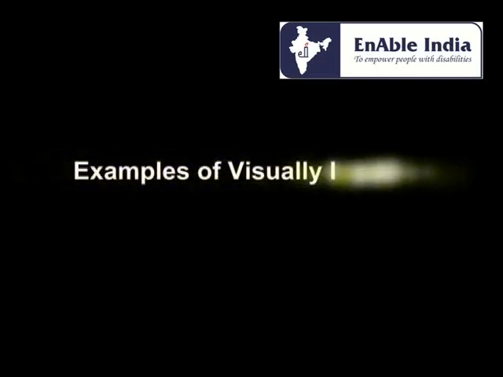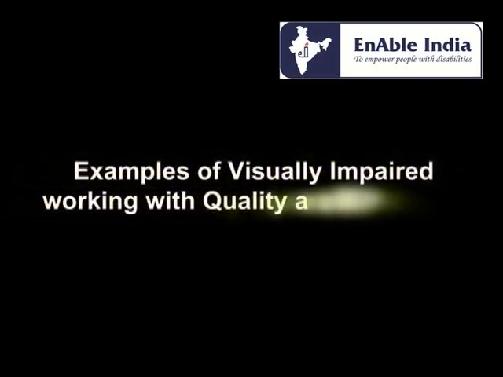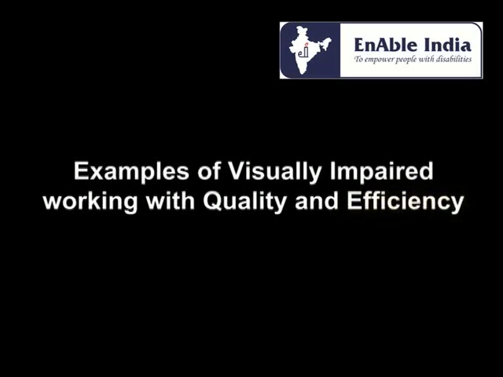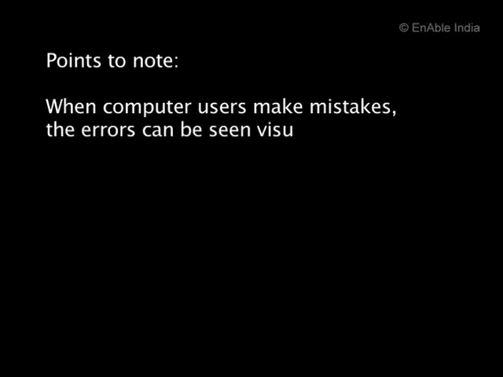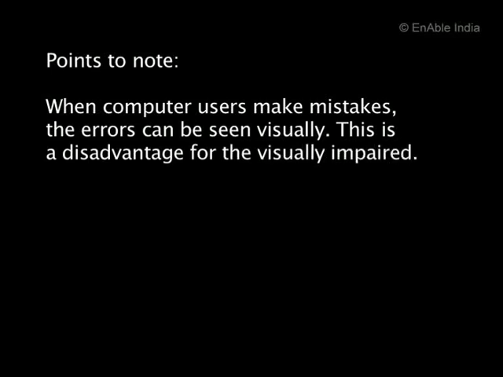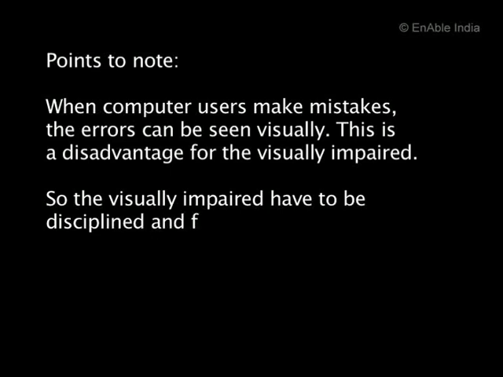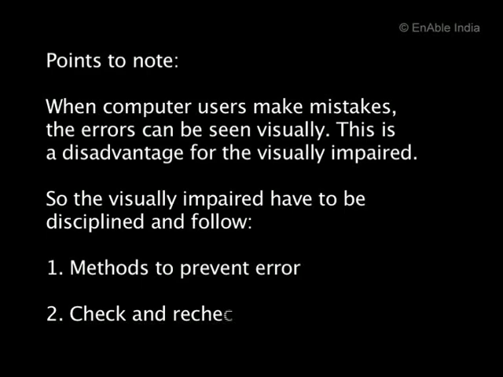Examples of visually impaired working with quality and efficiency. Points to note: when computer users make mistakes, the errors can be seen visually. This is a disadvantage for the visually impaired. So the visually impaired have to be disciplined and follow methods to prevent error, check and recheck their work.